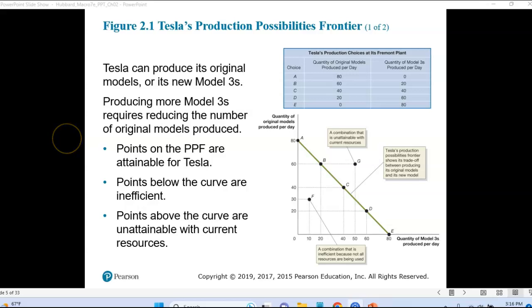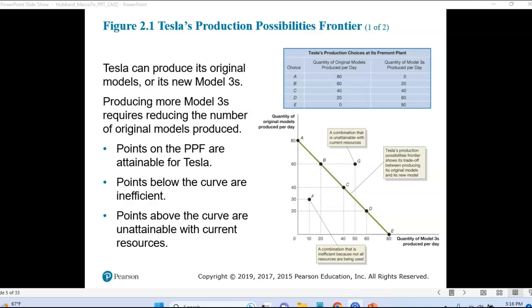Hi everyone. We're going to be looking at the production possibility frontier. It's a curve that's set up to show us how we utilize our resources. And when we look at our resources, we have to assume if we own a factory, we're going to be producing between two specific goods.